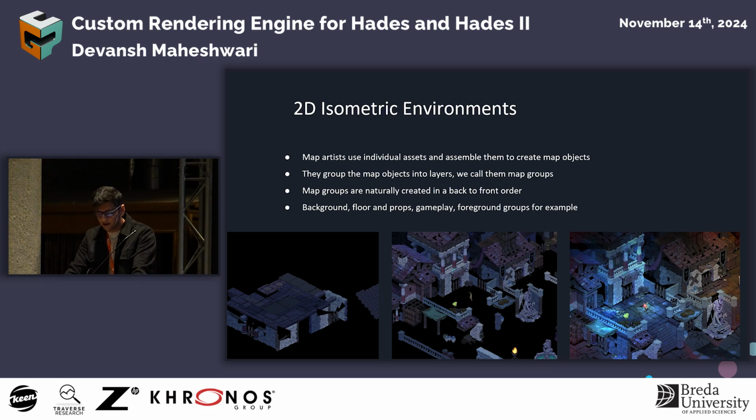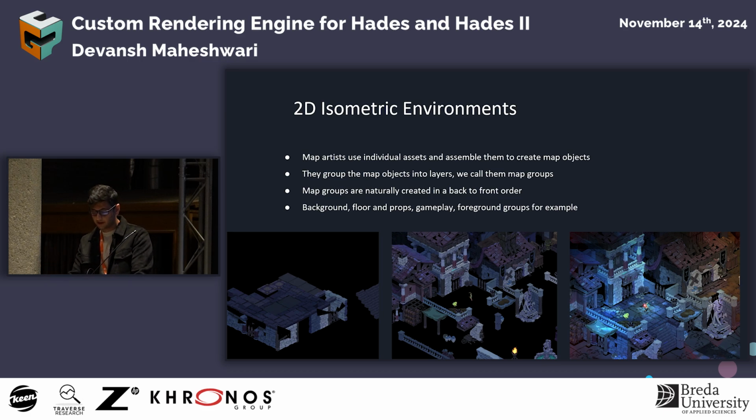So our map artists use individual assets and assemble them to create map objects. This is basically how we create our levels from individual assets. They group these map objects into layers, and we call these layers map groups. The map groups are naturally created by the artists in a back-to-front order. So essentially, you can imagine them like a painting. You first have the backgrounds, then some far-off objects, and then some foregrounds.